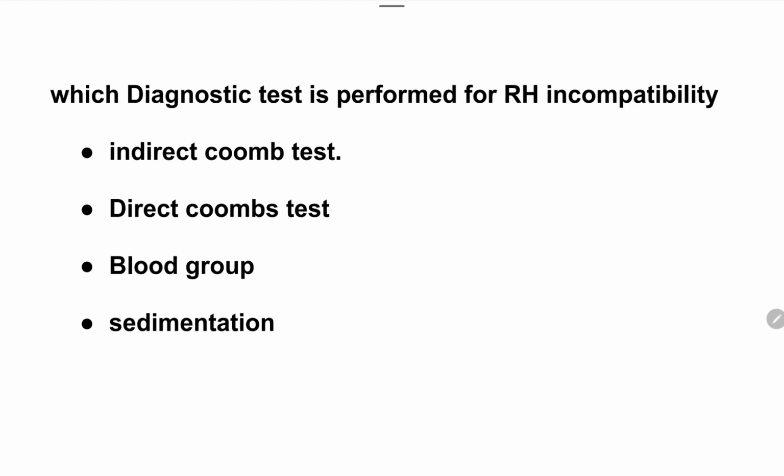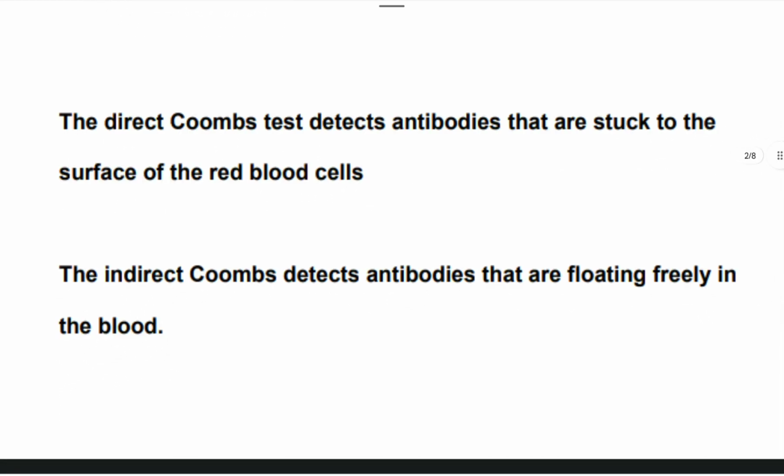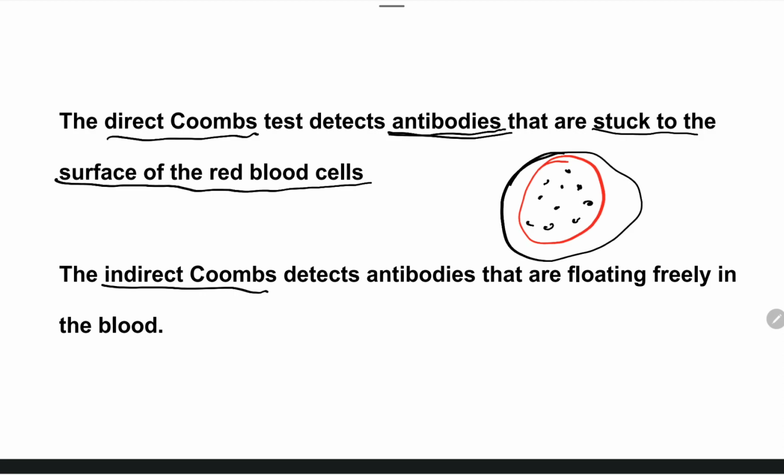In the indirect Coombs test, we can find antibodies in the bloodstream. We have the direct Coombs test and the indirect Coombs test. In the direct Coombs test, antibodies are stuck to the surface of the red blood cells. For example, this is a red blood cell, and on its surface we can find the antibodies. This type of method is known as the direct Coombs test.